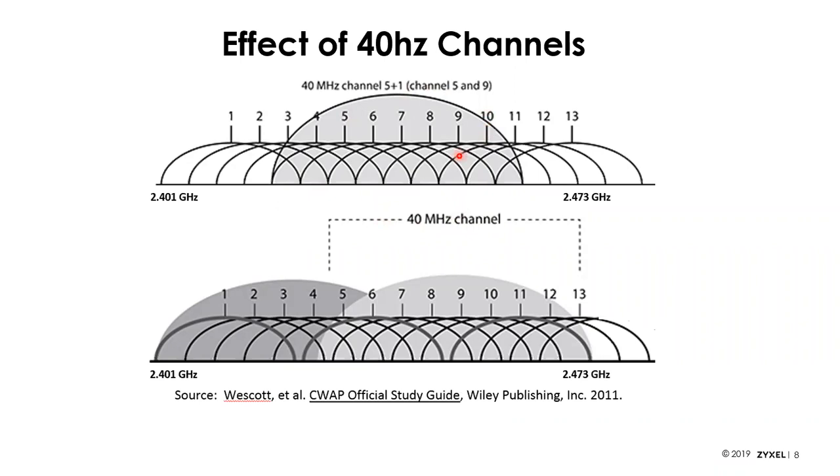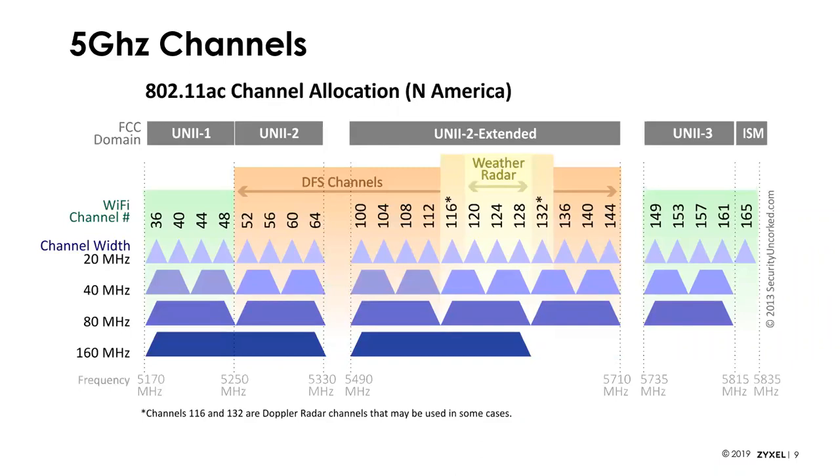Again, there's only 60 megahertz available to be used. So what you end up with is a situation where, if you're using 40 megahertz channels to get those faster speeds, as soon as you add a second device, you are going to have overlap and you are going to have interference issues.